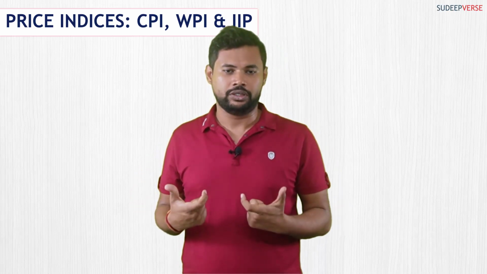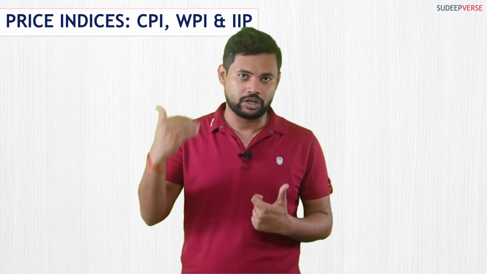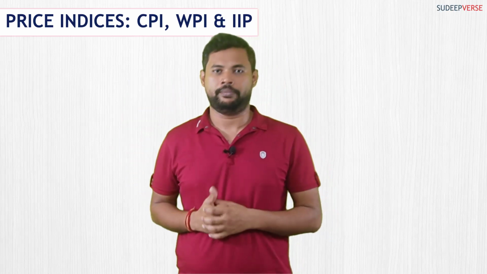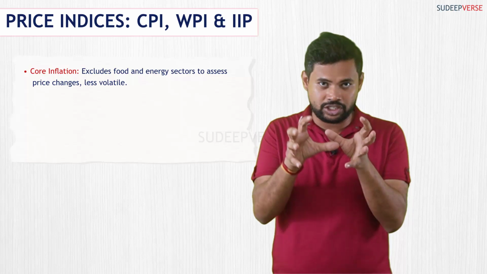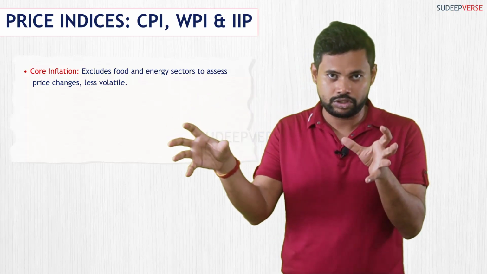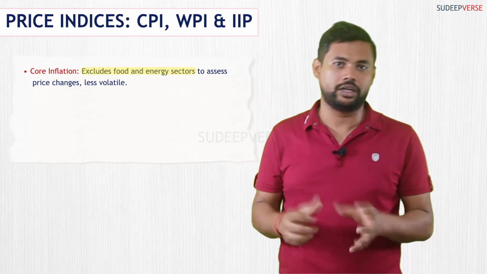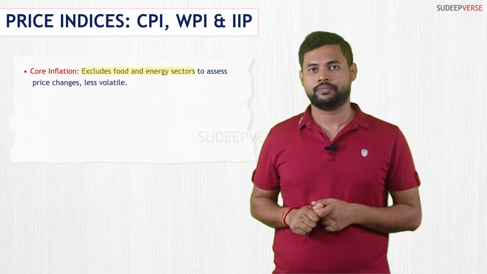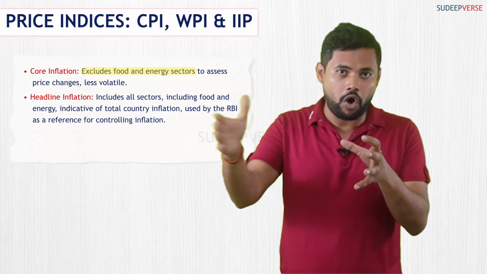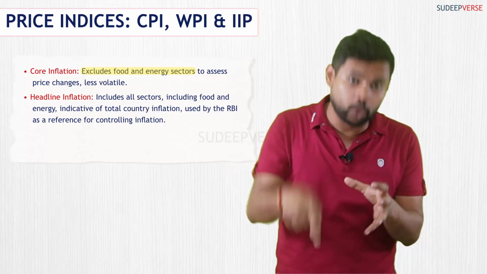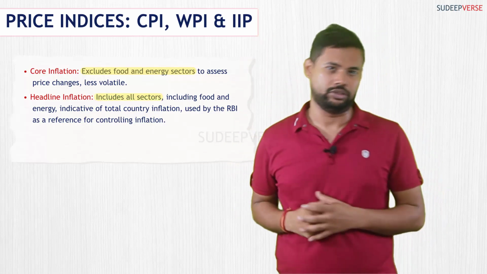Okay, inflation basically is the changes in the prices of goods and services for prolonged periods of time. That is what inflation is. Now, when you assess the changes in the prices of goods and services for all the sectors, excluding the food and energy sector, then it becomes core inflation. Headline inflation is when you assess the changes in the prices of all the sectors in the economy, including the food and energy sector.